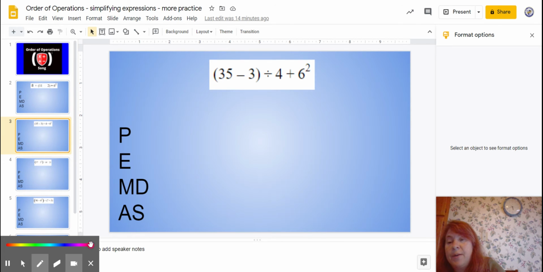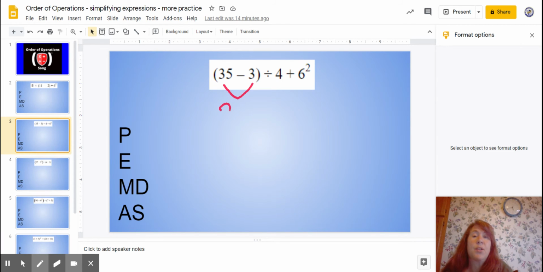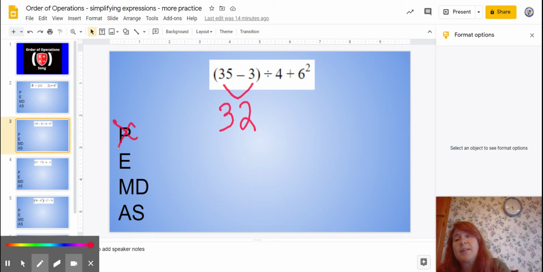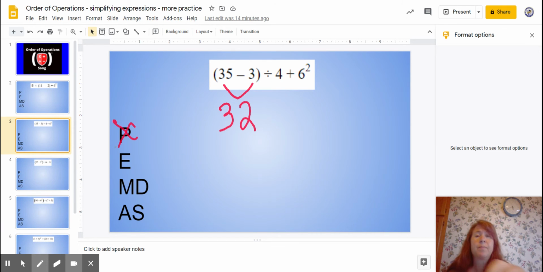Get my color here. All right, so let's start. Again, we're going to start with our parentheses. We have 35 minus 3. Well, 35 minus 3 is 32. And then I'm going to check. Do I have any more parentheses? Nope. I'm going to cross off my parentheses. I already did that one.